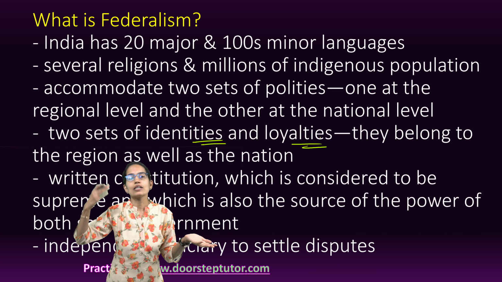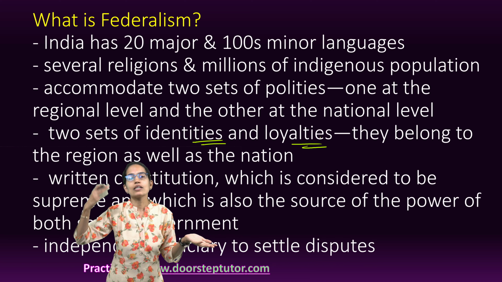Now, coming to the most interesting aspect of federalism. What is federalism? In terms of India, we say there are 20 major languages, hundreds of minor languages, numerous religions and millions of indigenous people. Now, to have them all on a common platform, we need a body that would make sure that everyone receives their rights to the fullest at the local level, at the state level, as well as at the center level. So there are two sets of polities involved. One is at the local or the state regional level, the other is at the national level.